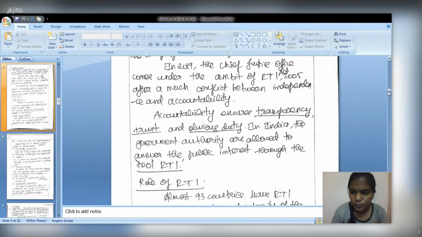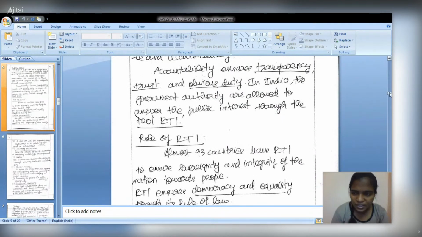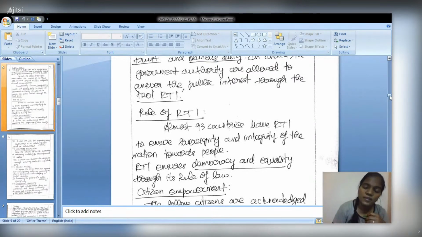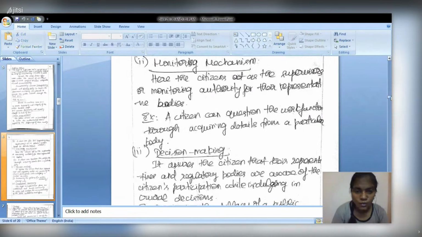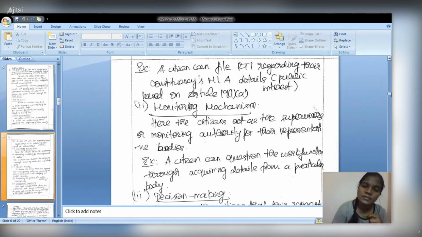So just to give your points in a clear-cut manner, first give a brief definition of accountability and the role of the RTI in ensuring accountability, illustrating that so many developed economies have RTI. Okay, from them only we were inspired to bring our RTI in 2005. Because RTI ensures democracy and equality and clearly explains our rule of law, that is, no one is above the law. And what are all the other parameters or factors also covered by RTI other than citizen empowerment.